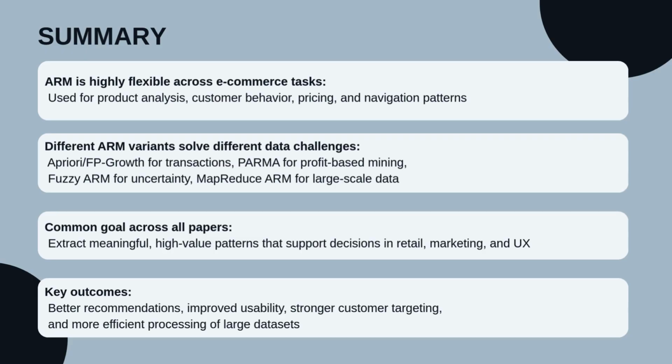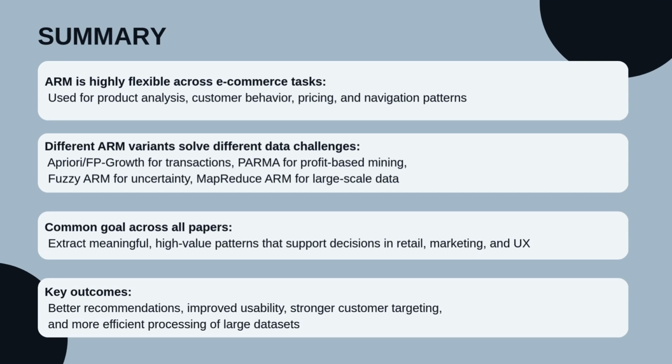So, to sum up the big picture, across all of this work, association rule mining is very flexible for e-commerce and it can be used to study products, customer behaviors, pricing, and even how users move throughout a site. Different versions of ARM handle different kinds of challenges: traditional Apriori and FP-growth for transaction data, Parmo when we care about profit, fuzzy ARM when there's a little bit of uncertainty, and MapReduce style ARM when we need to work with very large distributed datasets.